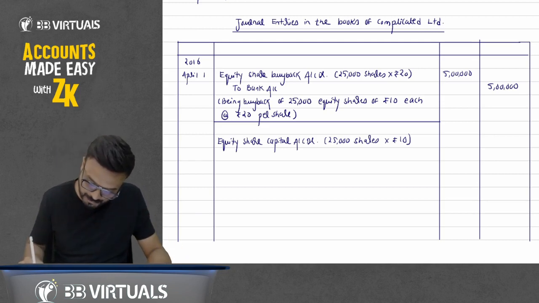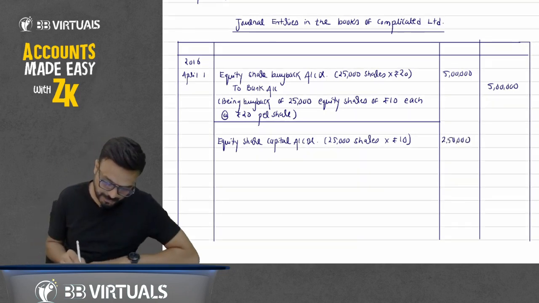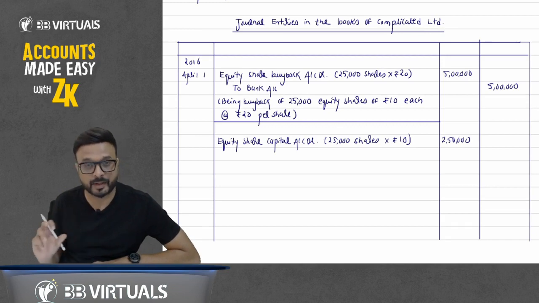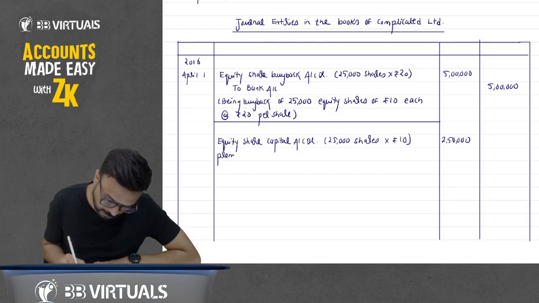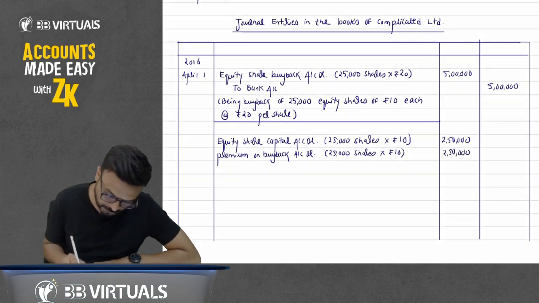So equity share capital account debit 2,50,000, 25,000 shares multiplied by 10. Now we are paying extra 10 rupees. Shares of rupees 10, we are paying 20. The additional 10 we are paying, that is premium on buyback with expenses. Premium on buyback account debit, 25,000 shares multiplied by rupees 10, that comes to 2,50,000.